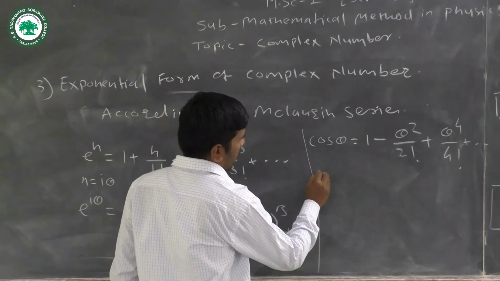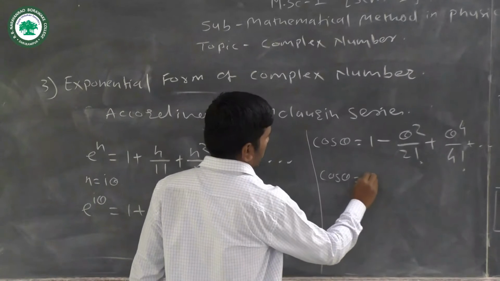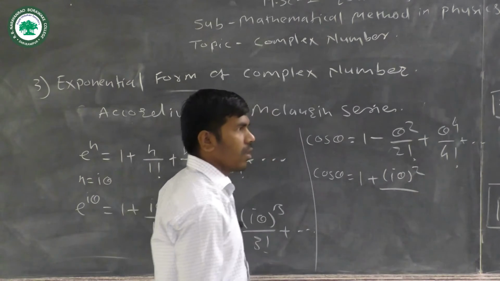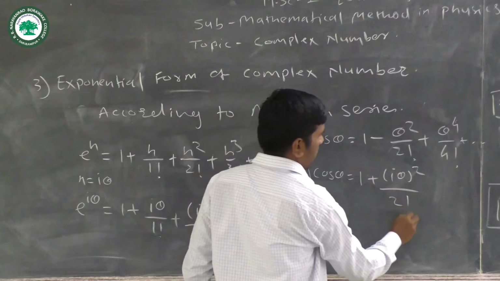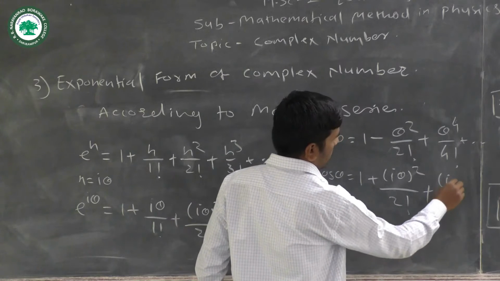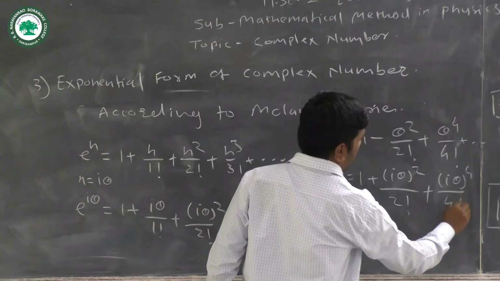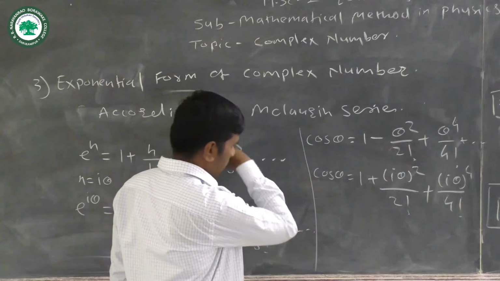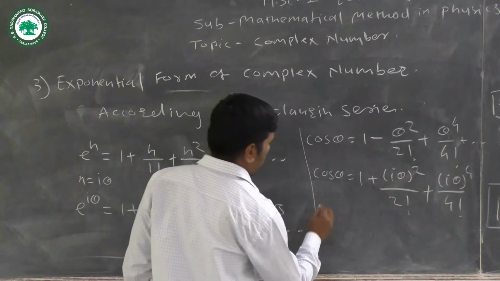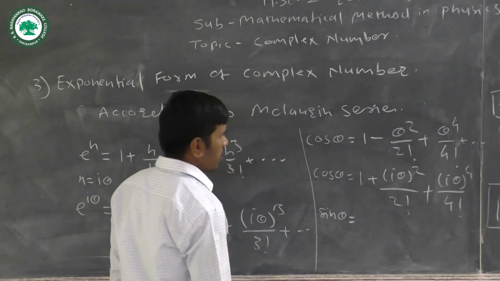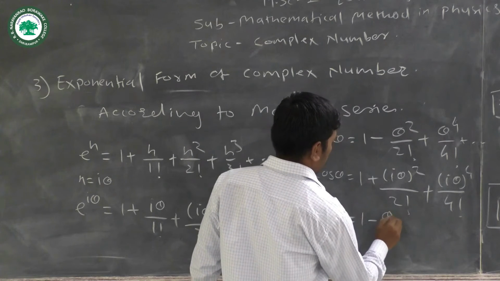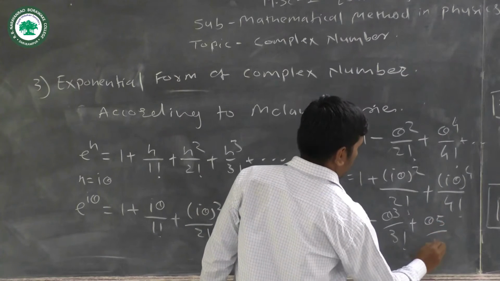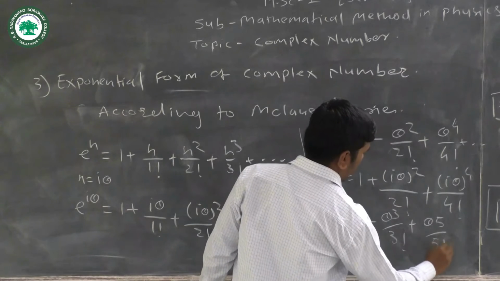If we rewrite this cos theta, it is equal to 1 plus i squared theta square by 2 factorial plus i power 4 theta power 4 by 4 factorial. Since i square is equal to minus 1, that's why here is a plus, and i power 4 is equal to plus 1. So this is for cos theta. And the third series is for sin theta. So sin theta is equal to theta minus theta cube by 3 factorial plus theta power 5 by 5 factorial.